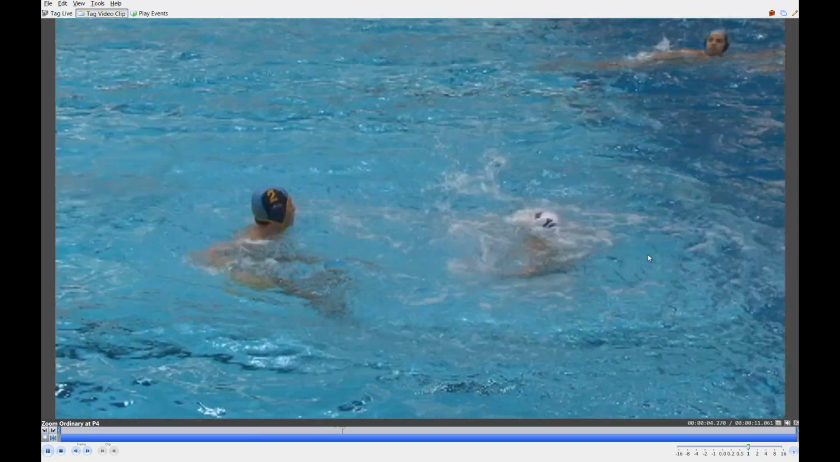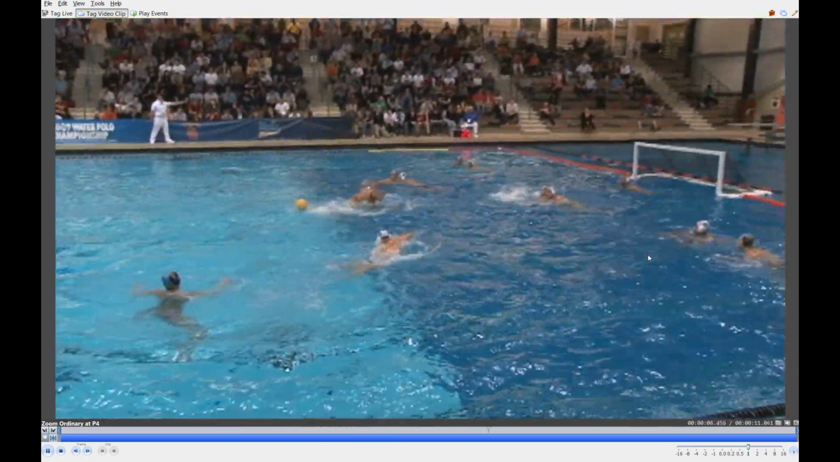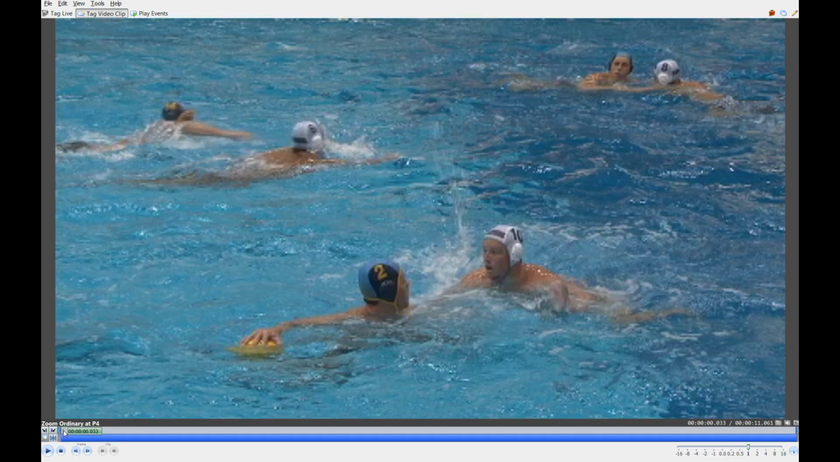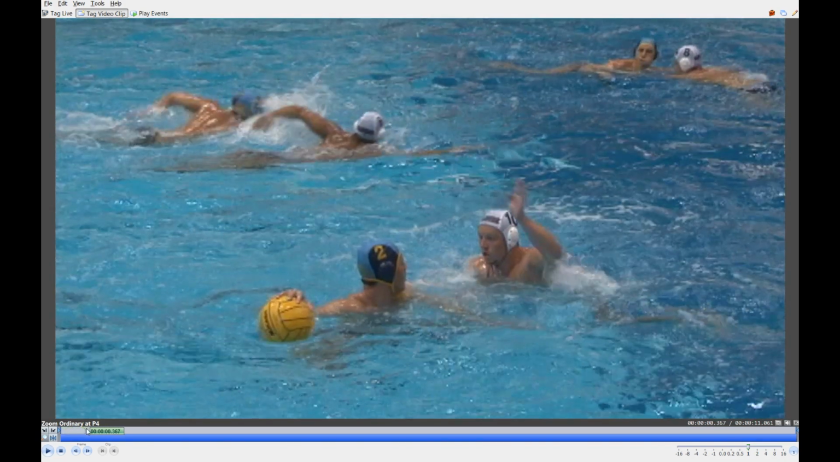Ordinary foul. Straight arm and turnover. Now we'll take it back. Hand on the ball, defense can attack.